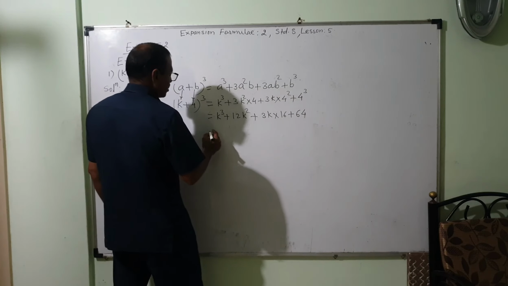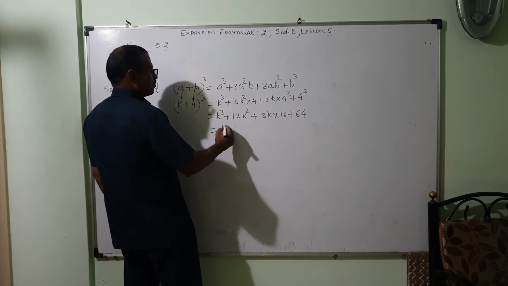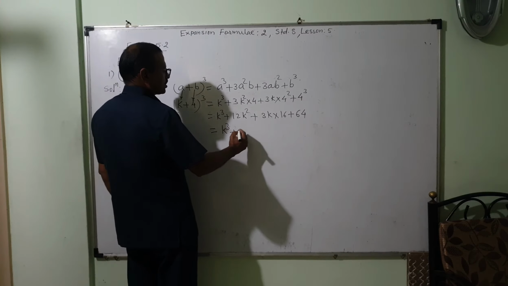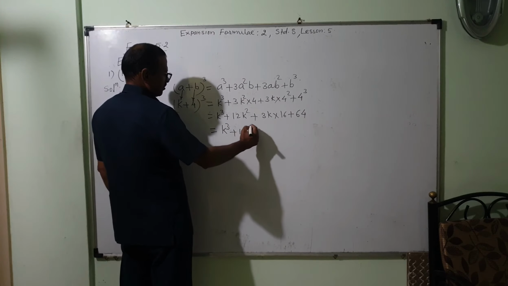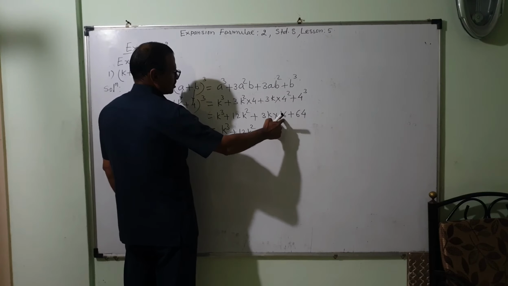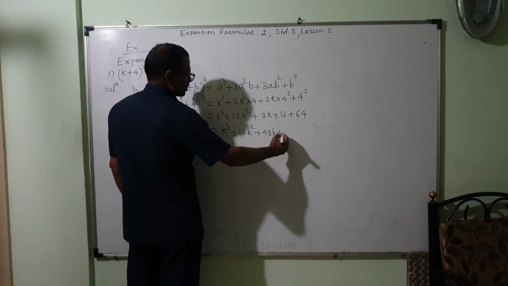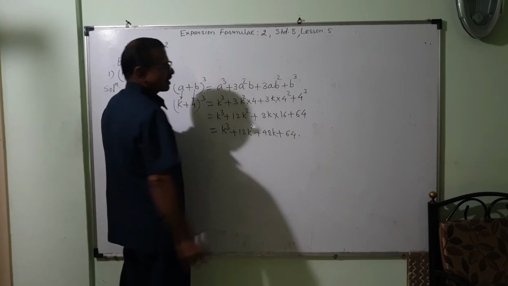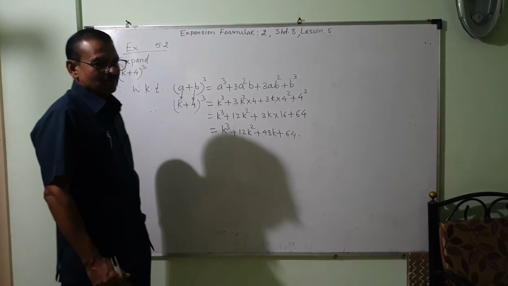Only this we will solve now. So k³ + 12k² + 48k, 16 3 are 48, + 64. This is the expansion. Hope that you have understood this.